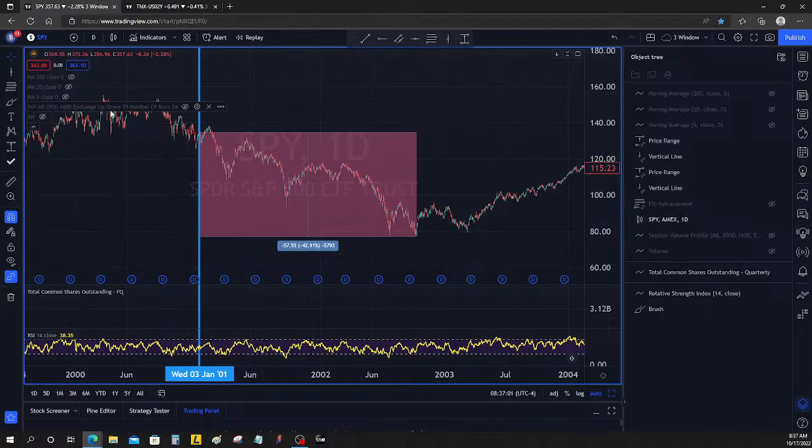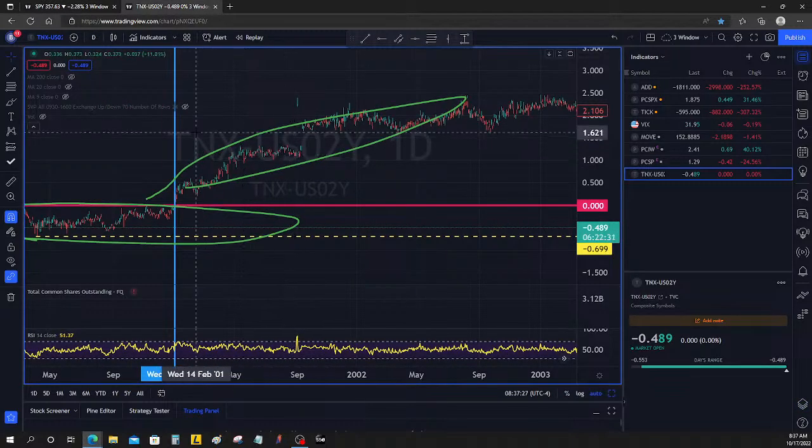So the market started to roll over prior to the yield curve normalizing. Yield curve going back to a normal configuration, where the 10-year yields more than the 2-year. The day that the yield curve normalized, I think on this chart I have as Wednesday the 3rd, 2001. Let me go back over here. Yeah, Wednesday the 3rd, 2001. This is the 10-2 chart right here.